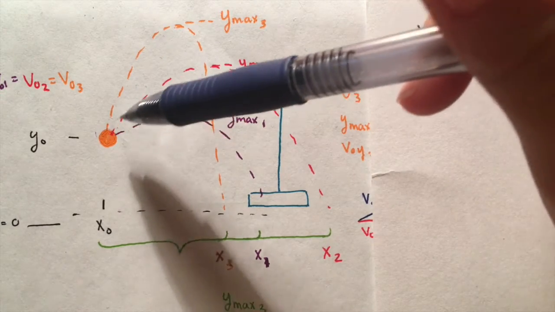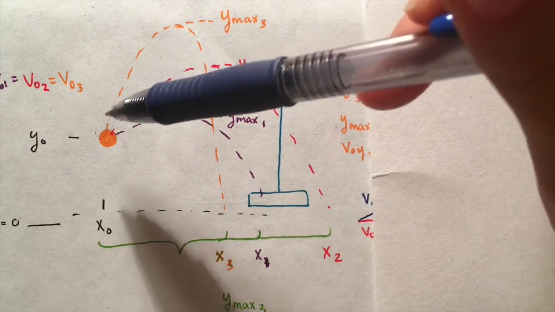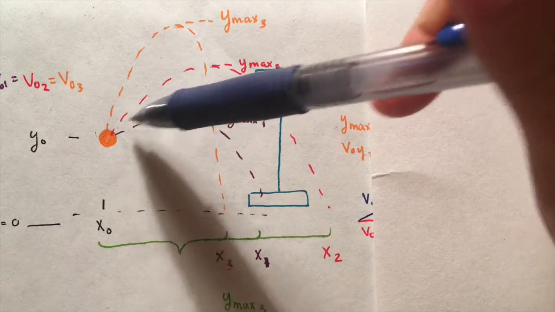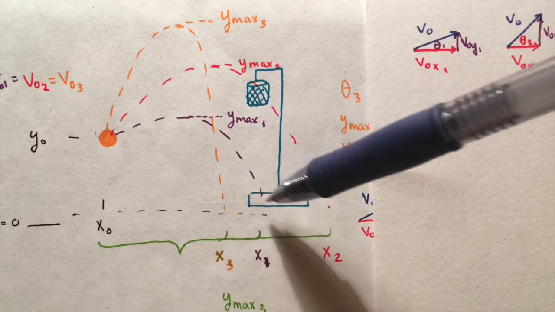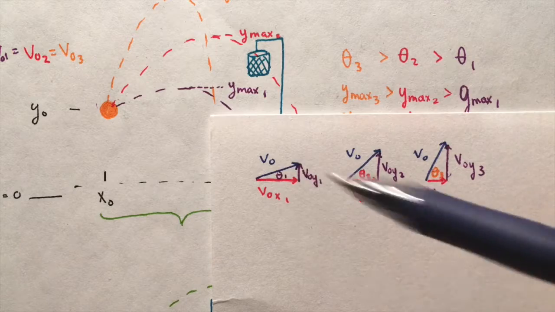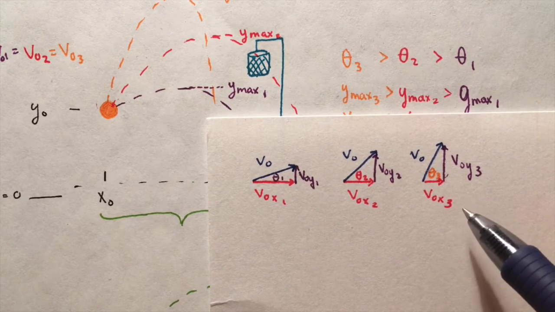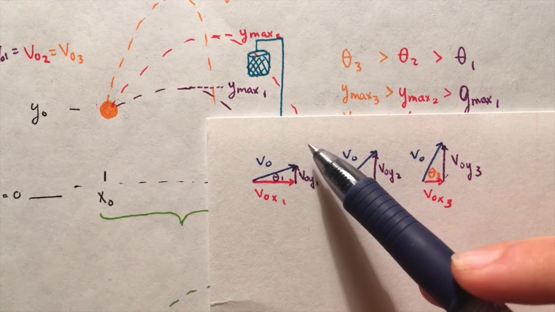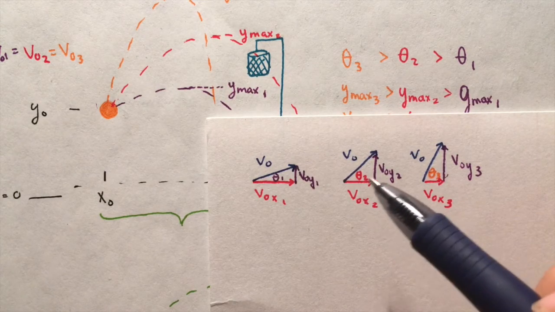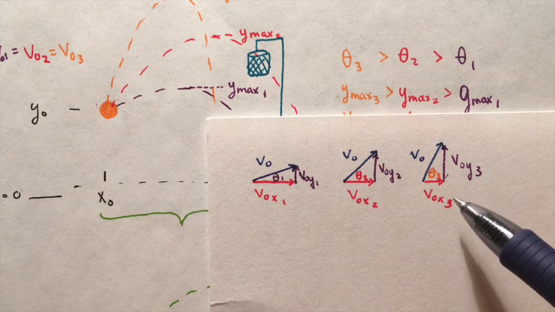The ball with the medium launch angle went the farthest horizontally, and the ball with the large launch angle and the small launch angle didn't go as far horizontally as the ball with the middle launch angle. I'm going to go back to my speed triangles over here. We can see that as the launch angle increases, the vertical component of the speed gets bigger, which means that the horizontal component gets smaller.